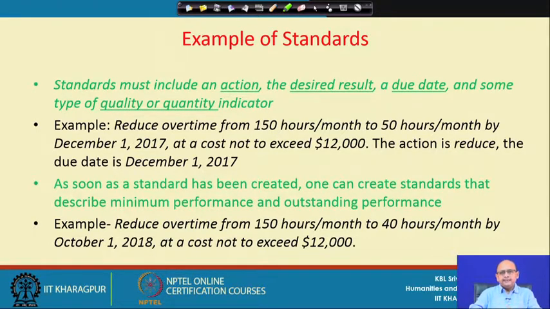Now, as soon as this standard has been created, one can create standards that describe minimum performance and outstanding performance. So, there are 2 things when I am talking about performance. Are you meeting the standard performance targets, that is minimum, or are you talking about outstanding performance? For example, when you say that you are going to reduce overtime from 50 hours to 40 hours per month by October 1, 2018 at the same cost, it means that you are talking about something that is beyond the minimum performance, outstanding performance. Now, if you look at these 2 examples, one talks about the minimum or standard performance, the other talks about the outstanding performance. Now, the question here is whether you want to achieve minimum performance or outstanding performance. Okay.